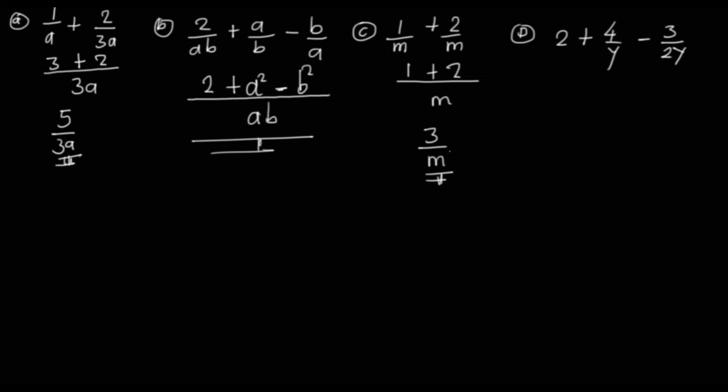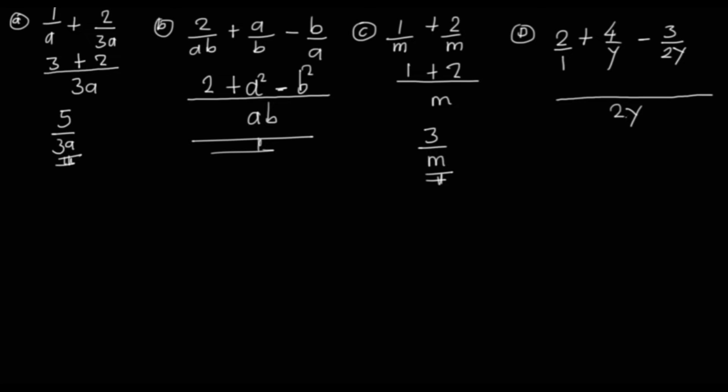Okay, now we can move on to question d. Here we can see that the first part is just a whole number, then we have the two fractions. So we need to make the first part become a fraction, so we can say 2 over 1. Then we need to find the lowest common denominator for 1y and 2y, which is 2y. Then we start by dividing 1 into 2y. 1 into anything is equal to the same thing.